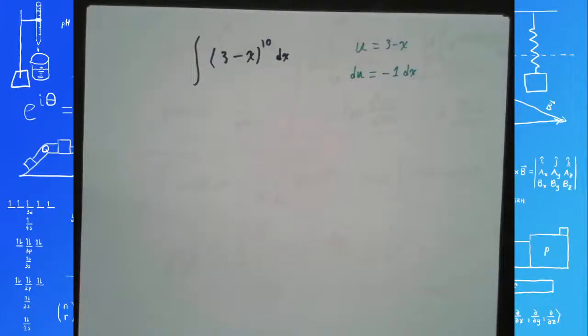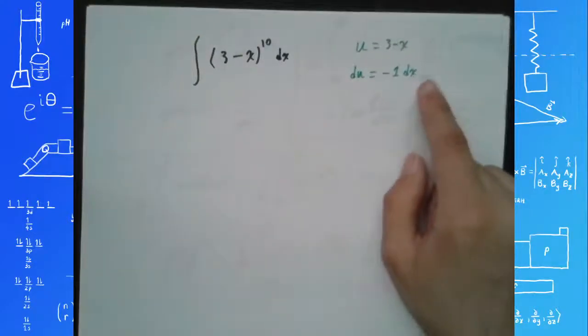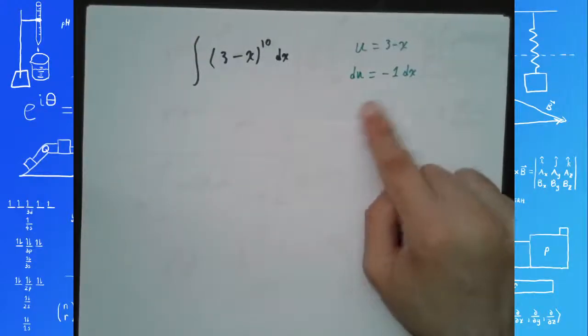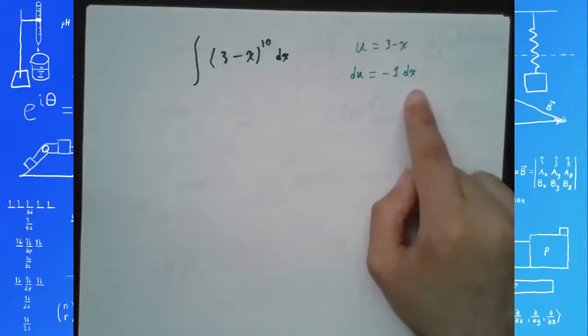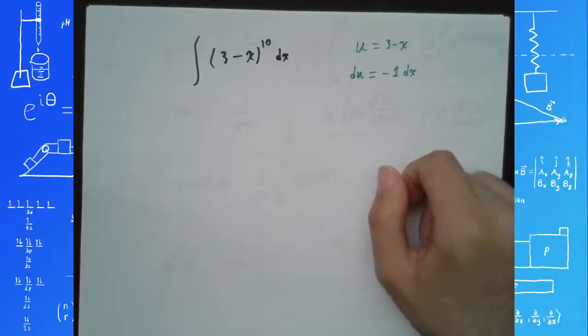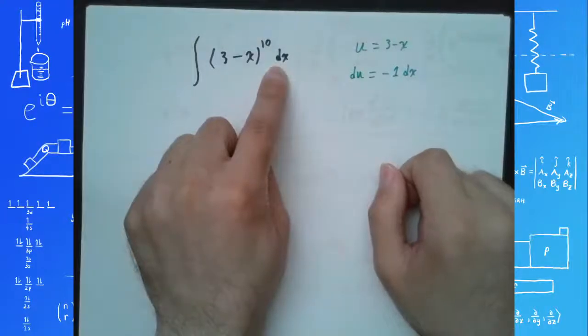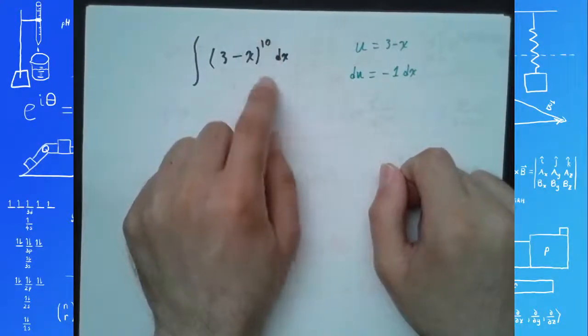And then depending on which way your teacher had you go about this, from here you would either divide by negative 1 and say dx equals du over negative 1, and then substitute that in for dx here.